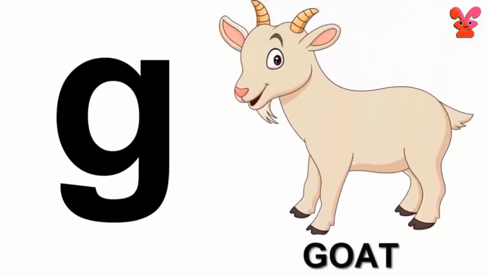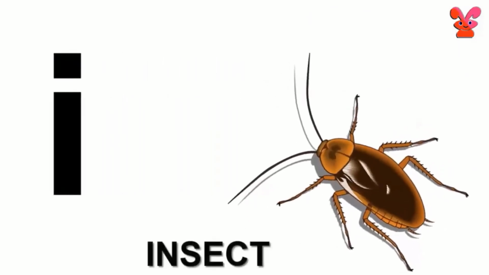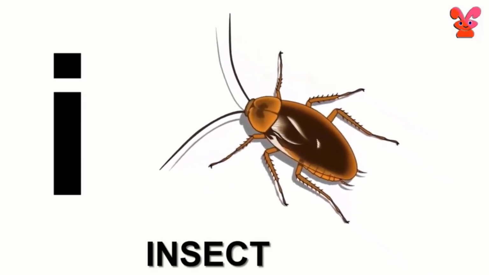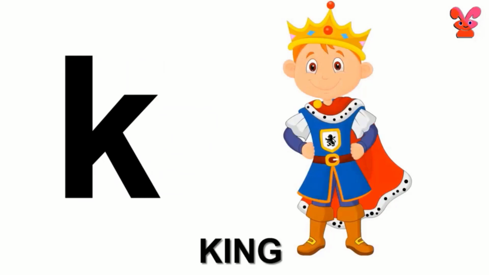G. G for goat, G-O-A-T, goat. H. H for horse, H-O-R-S-E, horse. I. I for insect, I-N-S-E-C-T, insect. J. J for jar, J-A-R, jar. K. K for king. K-I-N-G. King.